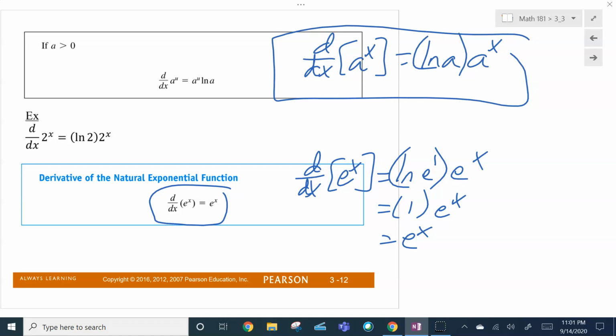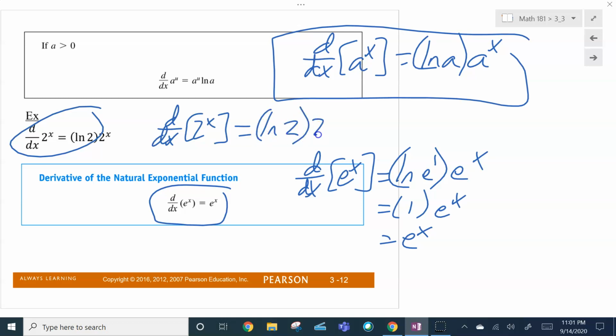Here's another one over here, the derivative of 2 to the x. Our a is 2 here, so that's ln of 2, ln of a, and then 2 to the x.